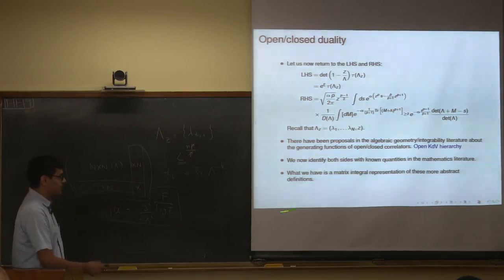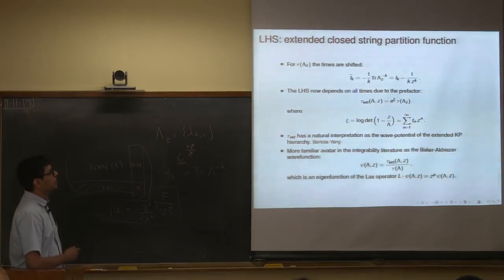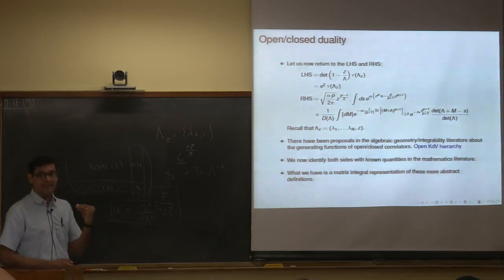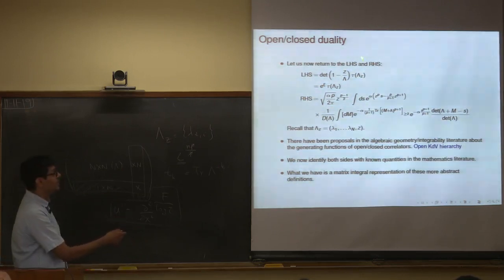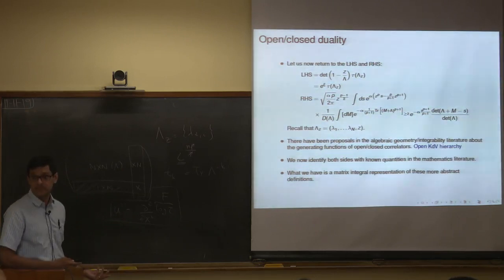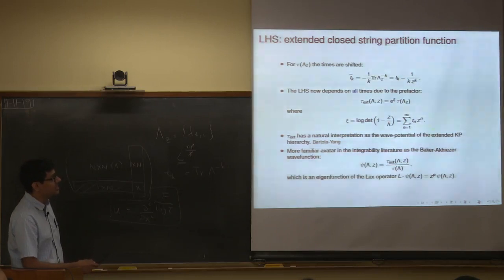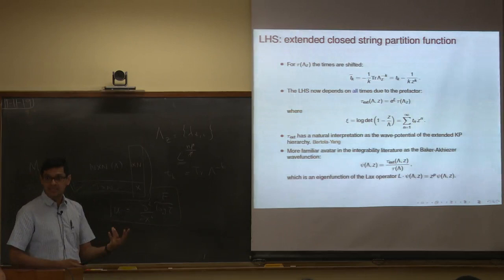Okay, so what we have is a matrix integral representation of these abstract definitions. So let's see what they are, and let's start with the left-hand side. Let me just go back one, sorry. The main thing is the tau of lambda z should be independent of all times that are multiples of p. But this factor clearly depends on all times, because you see that this e to the xi is just t_n z to the n with no constraint on all times. So clearly the left-hand side depends now on all times.